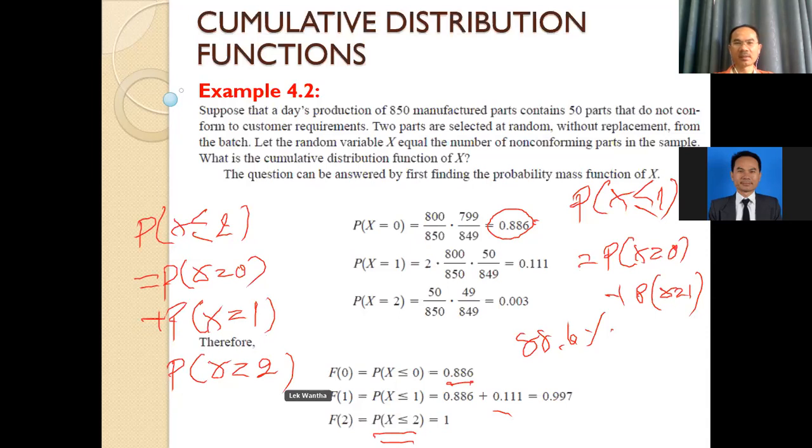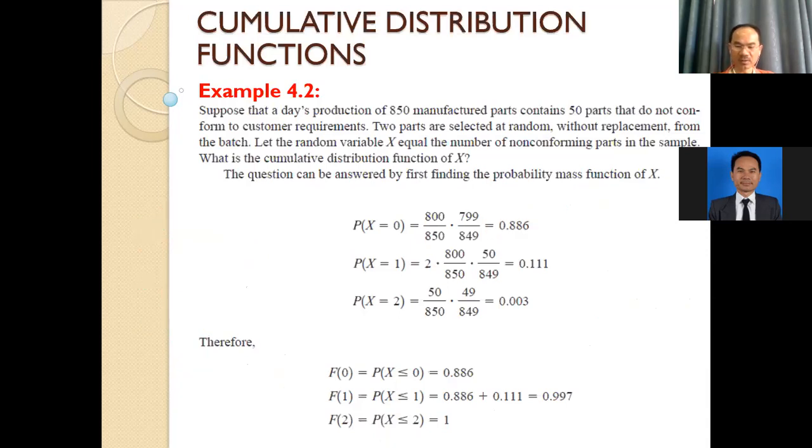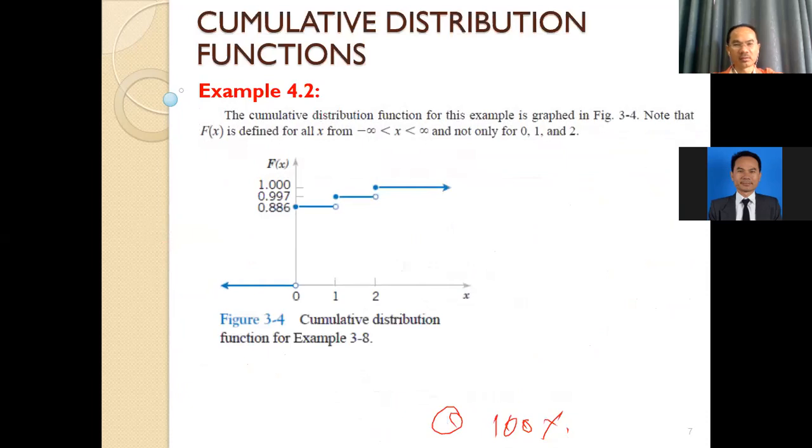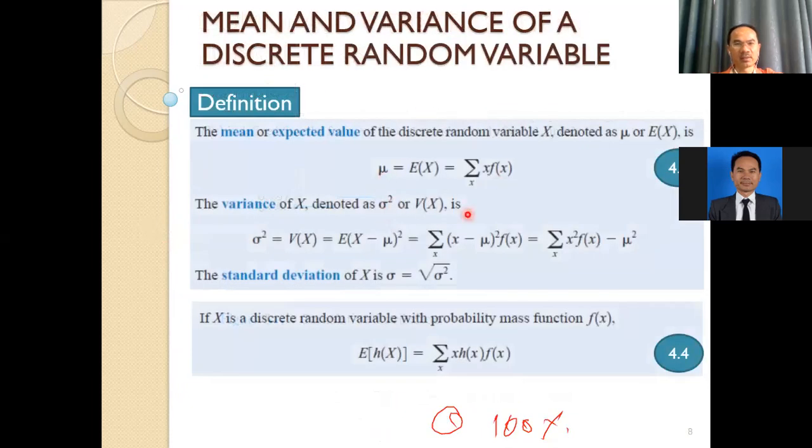This is the cumulative distribution function, for example. But the total is 1 or 100%. And also we can plot this. For the next, the mean and variance of a discrete variable.